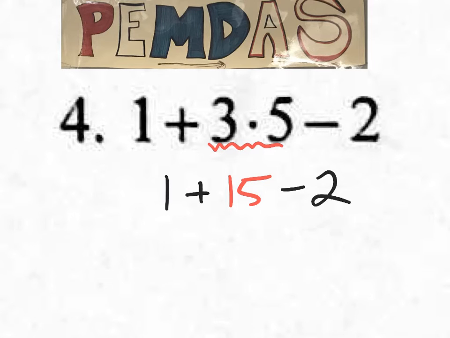This is the best way to get the right answer, to do one step at a time and then rewrite everything else. So what do I do next? You add 15. Add and subtract. Just go from left to right. 1 plus 15 is 16. 16 take away 2 is 14. There's your answer.